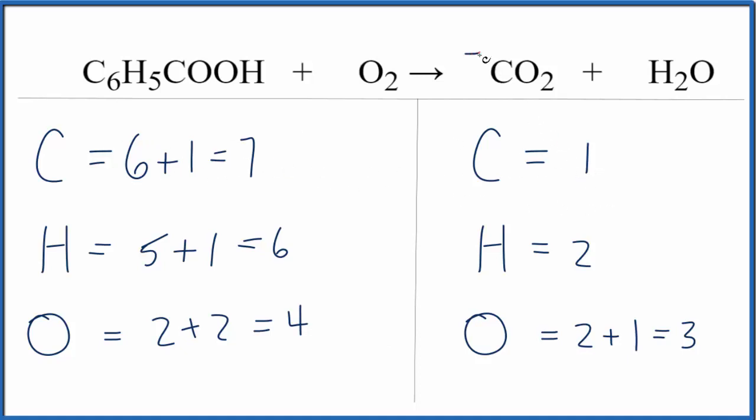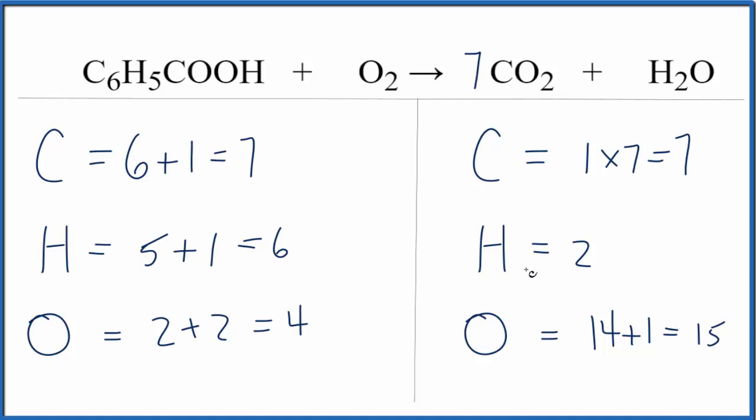Let's just put a 7 in front of the CO2. 1 times 7. That'll give us 7 carbons. Those are balanced. Then we need to update our oxygen atom. So now we have 2 times 7. That's 14 plus 1. We have 15 oxygen atoms.